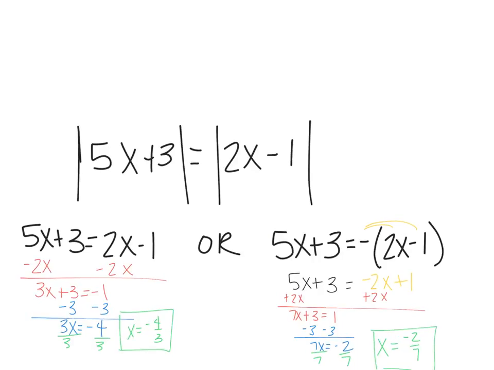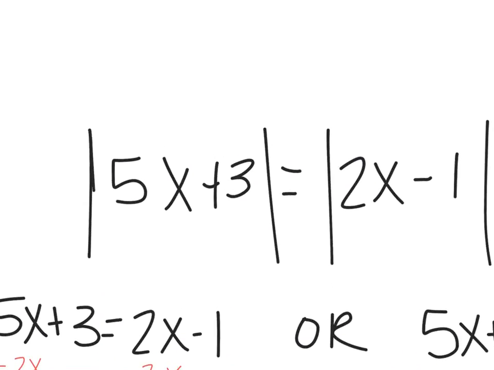So we have 5x plus 3, the absolute value, equals the absolute value of 2x minus 1. Well, what do absolute values look like when we graph them? What shape do they take? They're a V. So we'll make this one my red graph. So I'm going to have some red graph of 5x plus 3.